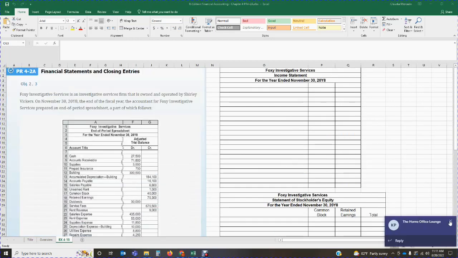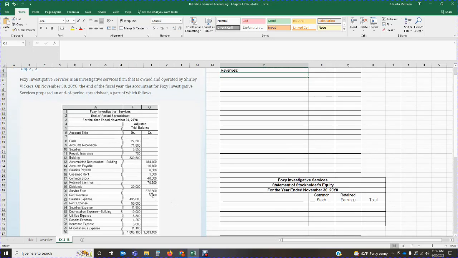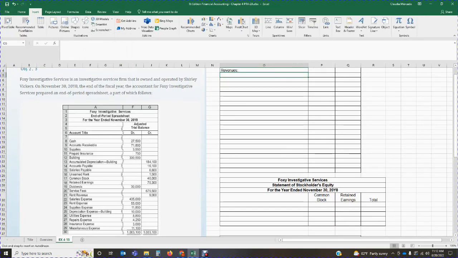What goes into our income statement? We have two things: our revenues and our expenses. So let's bring in our revenues. Like I said, I'm not going to spend too much time on this because we've already covered financial statements. This is just going to be practice. So income statement, revenues, and expenses. Let's look at our accounts and locate our revenues. Revenues have a normal balance of a credit. We have service fees and we have rent revenue. We have two revenue accounts in this particular case.